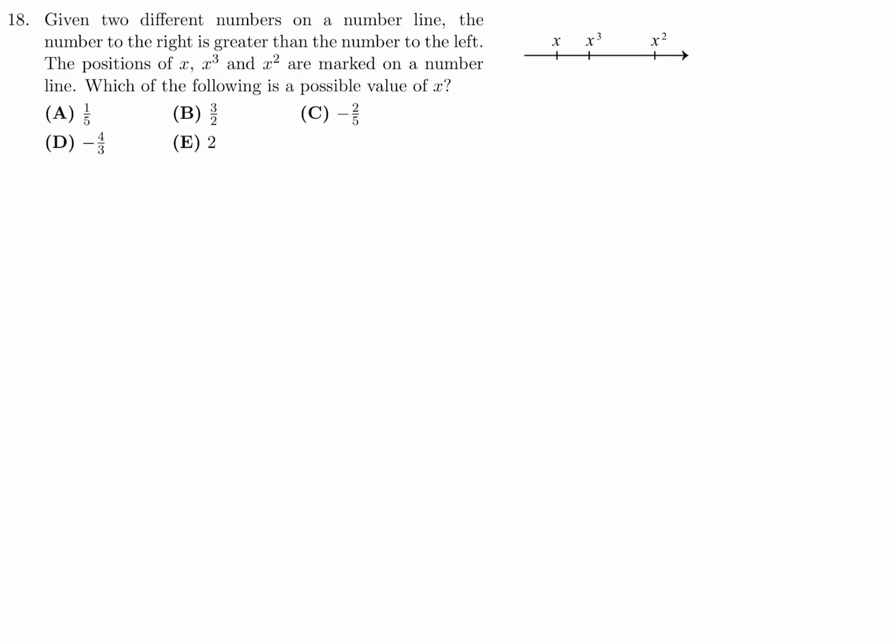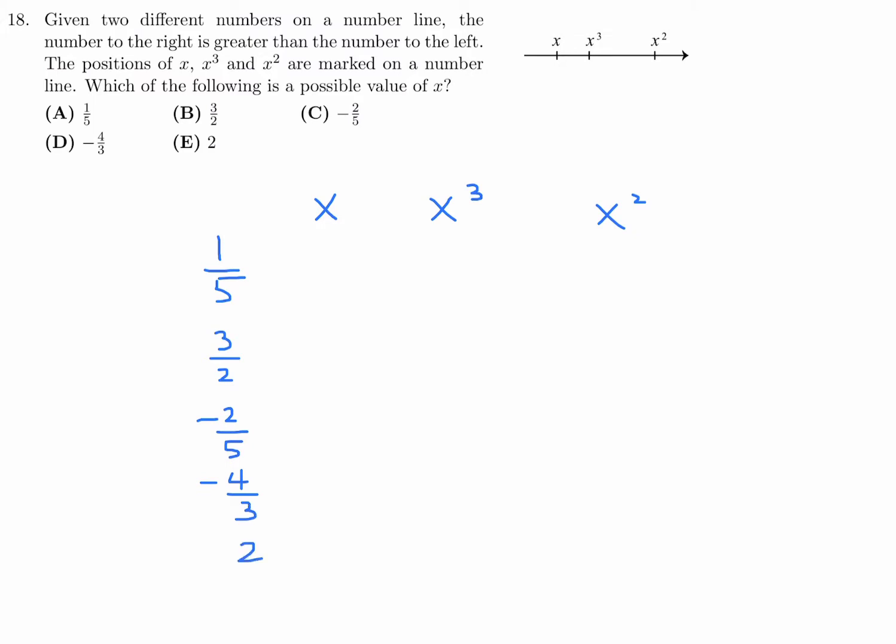Given two different numbers on a line, the number to the right is greater than the number to the left. The positions of x, x cubed, and x squared are marked on a number line. Which of the following is a possible value for x? All right, x, x cubed, and x squared. And let's figure out what it is for each of these: 1/5, 3 over 2, minus 2 over 5, negative 4 over 3, and 2.